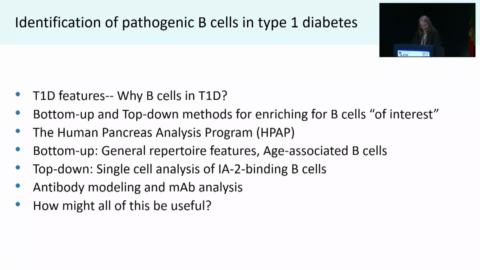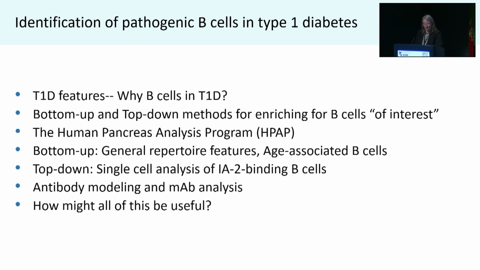funding. All right, so I'd like to talk to you today about the identification of potentially pathogenic B cells in type 1 diabetes. And I always like to start talks with telling you what I'm going to say, then I'm going to try to say it, and then concluding with what I have said. So this is sort of the rule of threes, right?